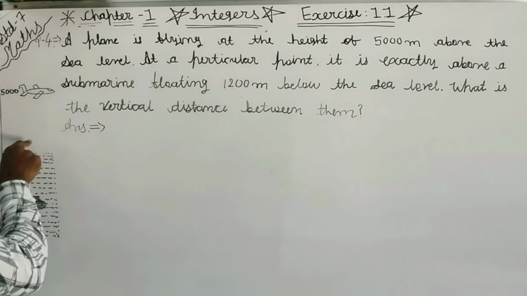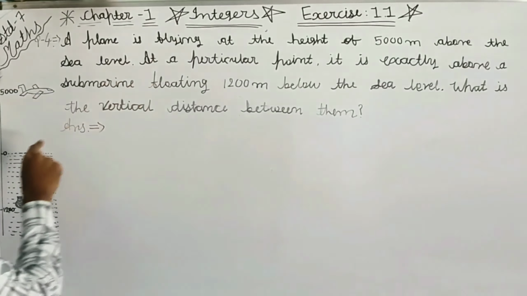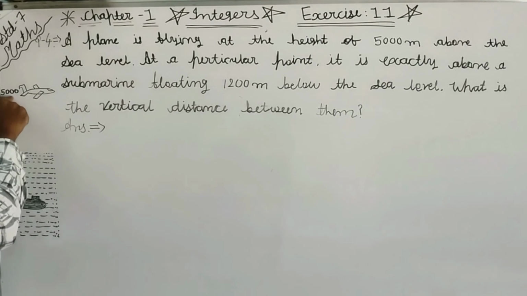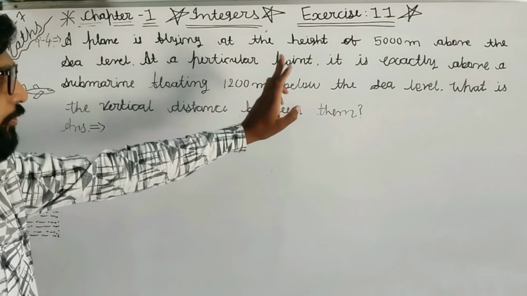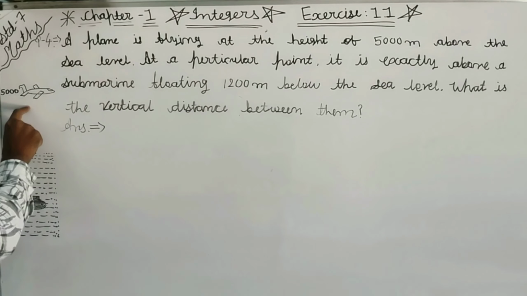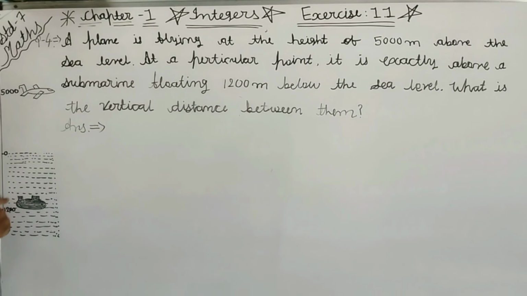A plane is flying at a height above the sea level. This is the sea level, 0 meter. Means 0 to 5,000 is the distance between sea level and a particular point. The particular point means the plane. The plane is exactly above the submarine, means here to here.